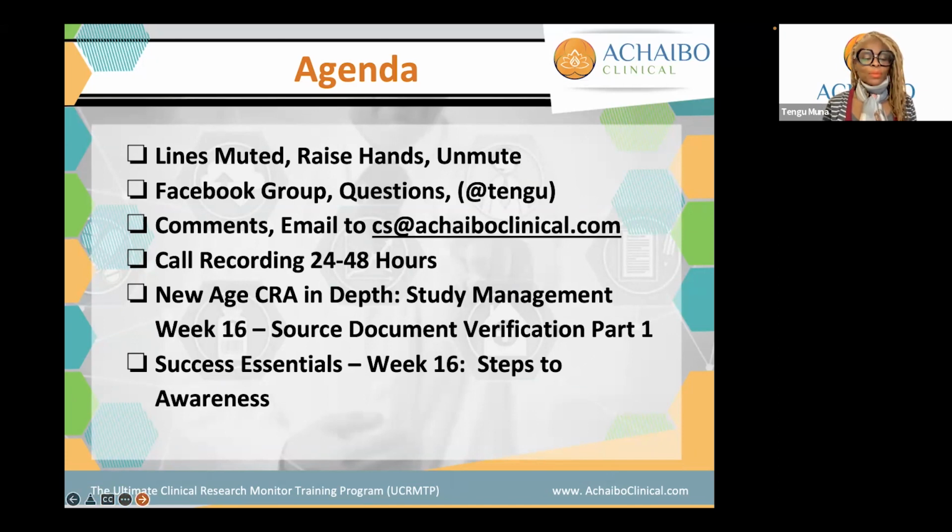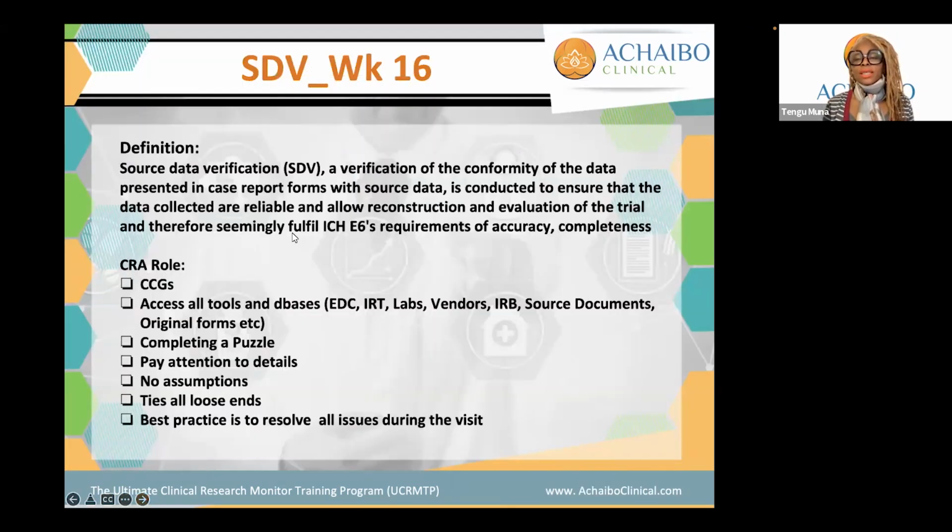So let's move forward. Source document verification is a verification of the conformity of the data presented in case report forms with source data. This is conducted to ensure that the data collected is reliable and can allow reconstruction and evaluation of the trial, and therefore fulfills ICH E6's requirements of accuracy and completeness. This is important. It's not just that we're making sure that the data being captured in these source documents or source worksheets is right, but also that if we audit things, we can see a pattern, we can see a story.